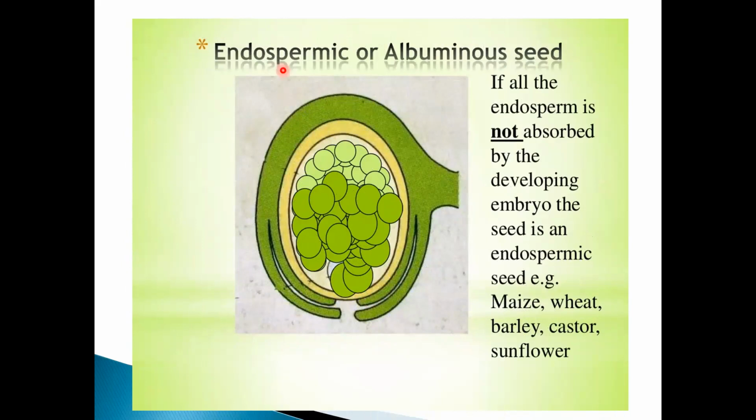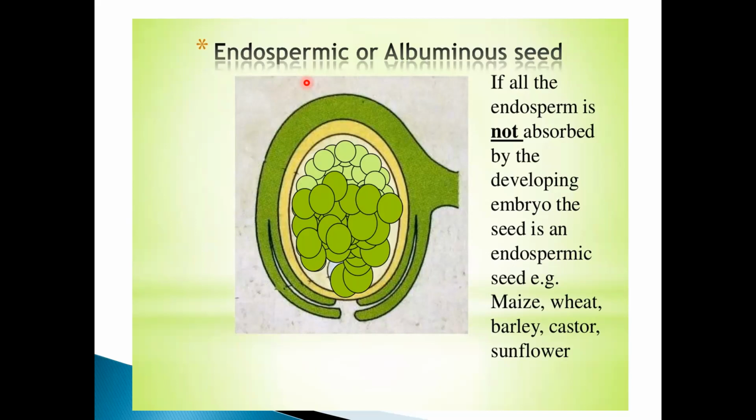Next, coming to endospermic or albuminous seed. Now, what do you mean by this endospermic or albuminous seed? Here itself, you get the definition. Endospermic means the seed which contains the endosperm. The seed which has the endosperm.